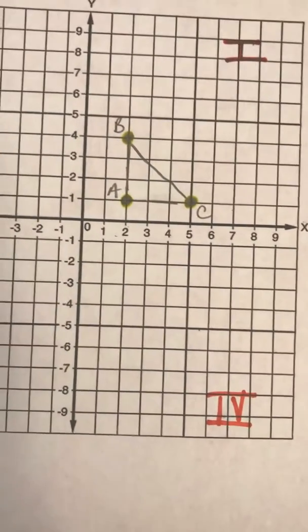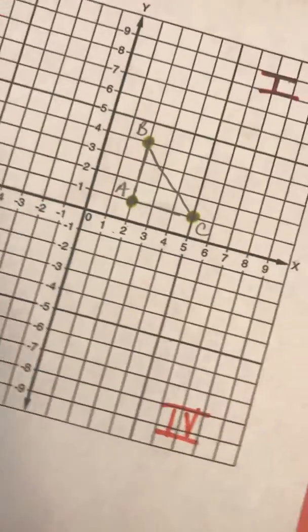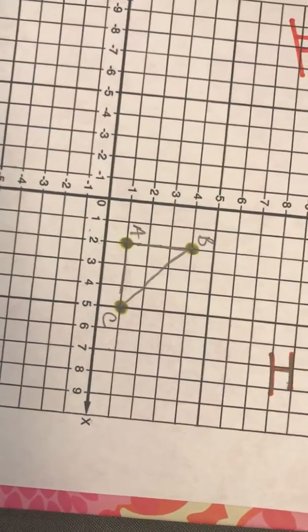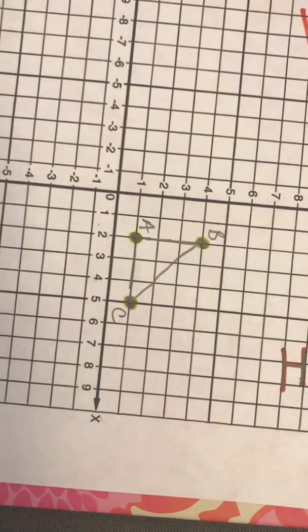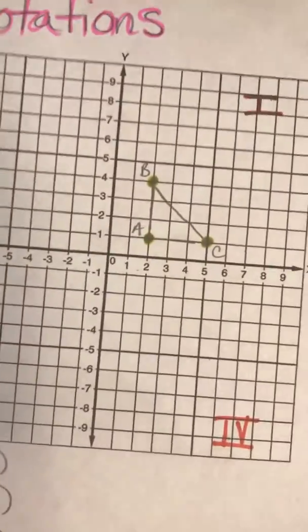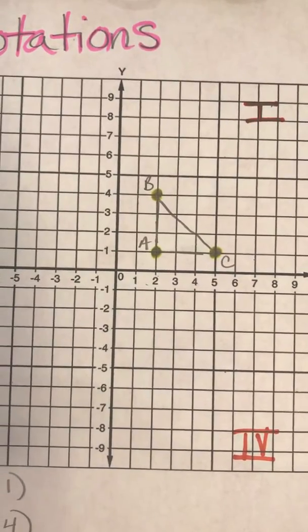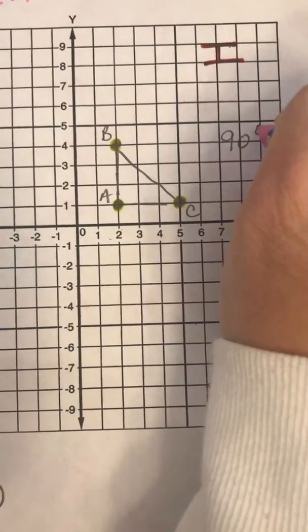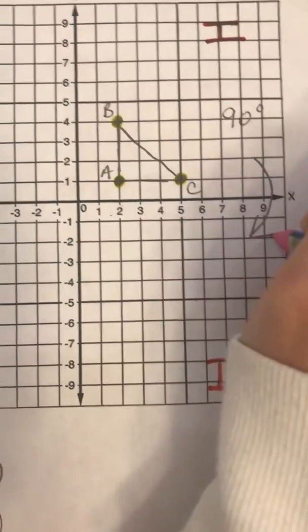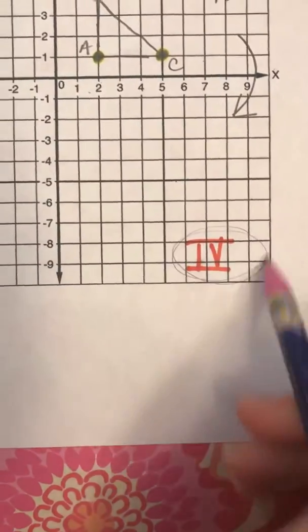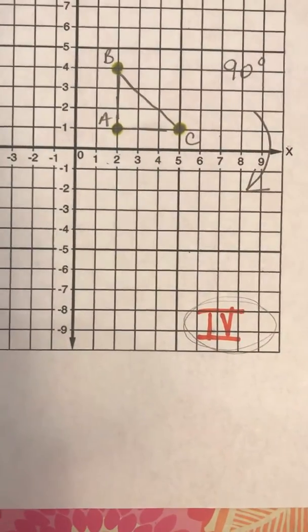Remember that rotation is in 90-degree increments. So what you're going to do is rotate that triangle 90 degrees, a quarter turn. When you think about it, it's at 12 o'clock, then it's going to be at 3 o'clock. So today I'm going to show you all the different rotations for clockwise. So we're going to go 90 degrees clockwise, which means that our triangle is going to land in quadrant 4.